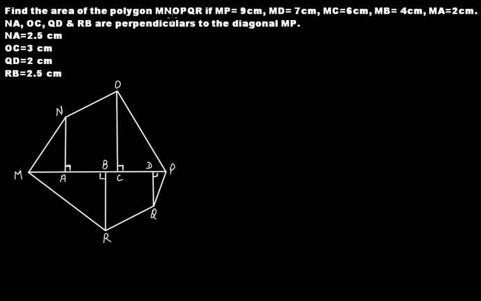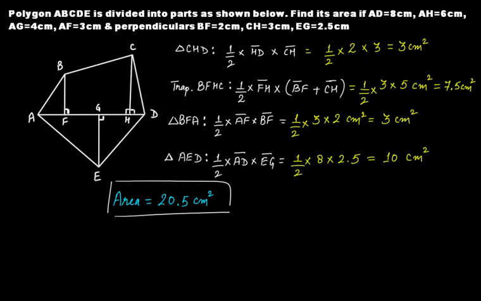Find the area of the polygon MNOPQR. In this case, you have 1, 2, 3, 4, 5, 6. This is a hexagon, right? MP is equal to 9 centimeters, so we have values given here of different line segments, and then you have the values of these perpendiculars, NA, OC, QD, RB. You know all these perpendiculars. Now you have to calculate the area of this polygon. You will do it in the same way as we did here.